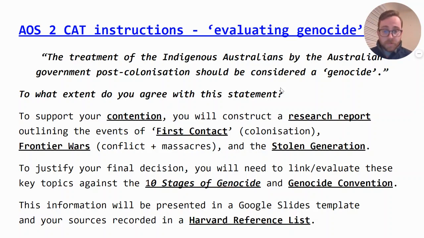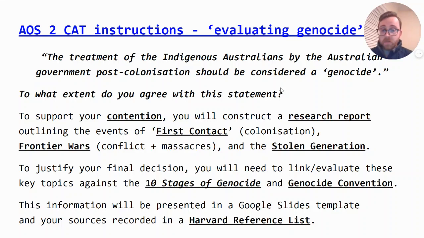You guys, for your dev, researched, summarized, and presented that information using a Harvard reference list, which is what you're going to be doing essentially in your CAT. So you're just adding on those other two topics that you haven't done. So listen to the dev feedback. Where can I improve? Do I need to diversify the sources I'm using? Do I need to put the research into my own words? And then you can use that to hopefully complete the CAT.